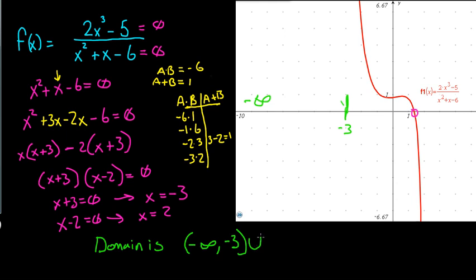And then it's going to skip or jump. Okay? And then you go negative 3 to where? To 2. Okay? And then it skips or jumps because it doesn't actually touch that. It's undefined in that area. And then you go from 2 here to infinity. And that is the domain for this function.